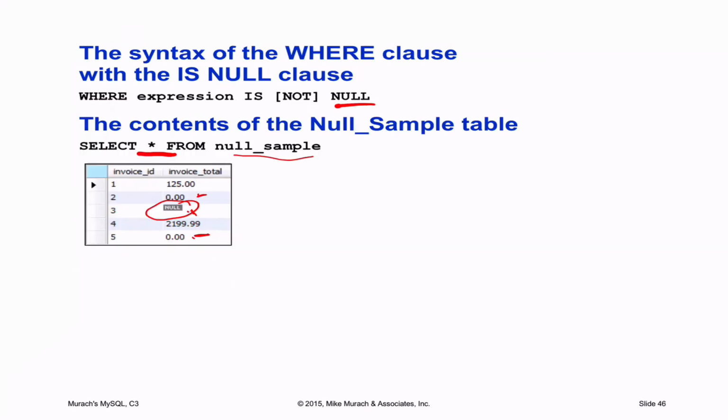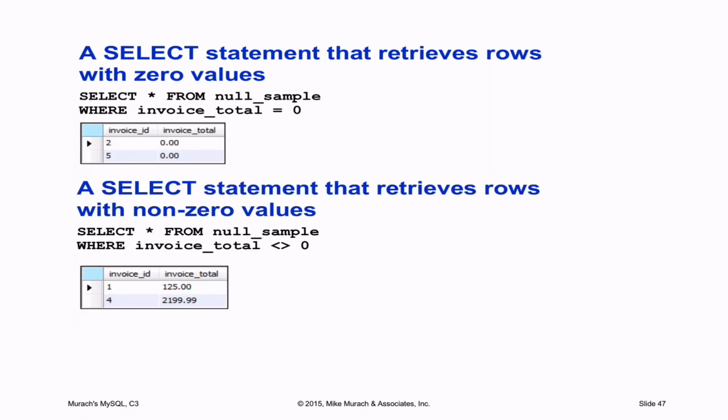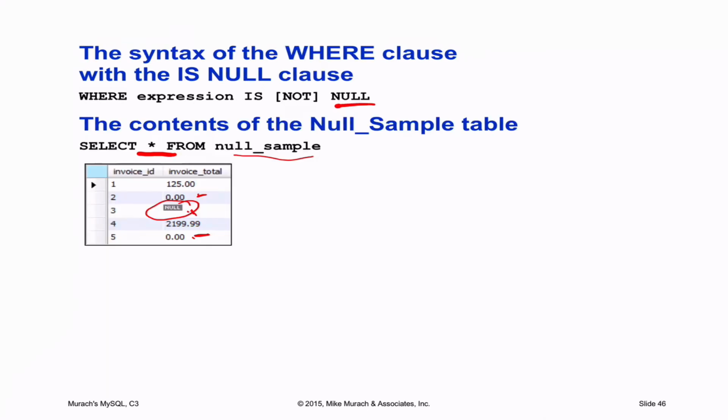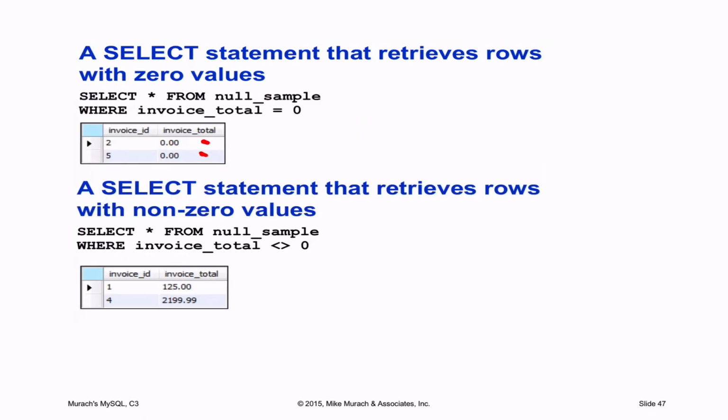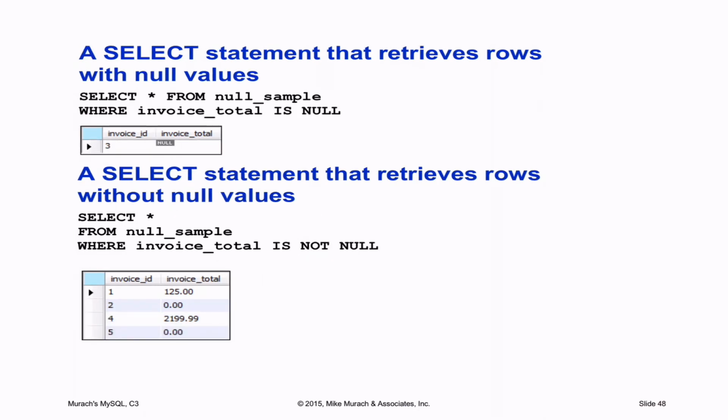So if we looked at that table that we just looked at, and here we specified where invoice total equals 0, it actually does return things. If we did where invoice total is null, it would return invoice ID 3. And here's another one where we're selecting star from null sample where invoice total is not equal to 0. Here's one where the invoice total is null, and here it is. It's returning that null. So that's the main thing to understand with the is null.